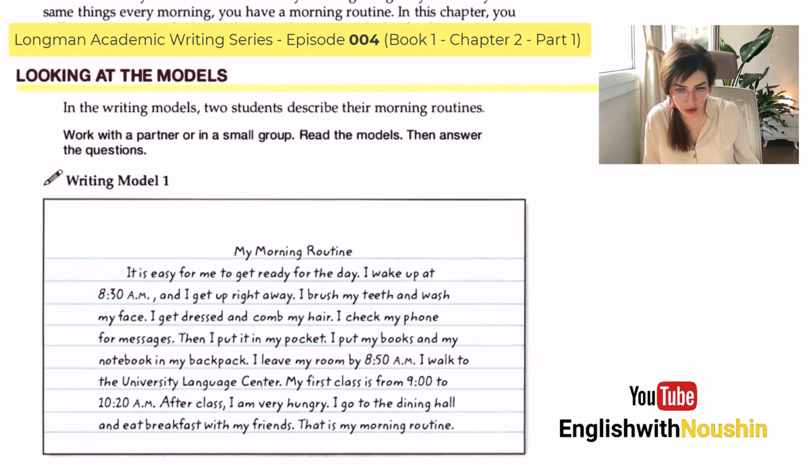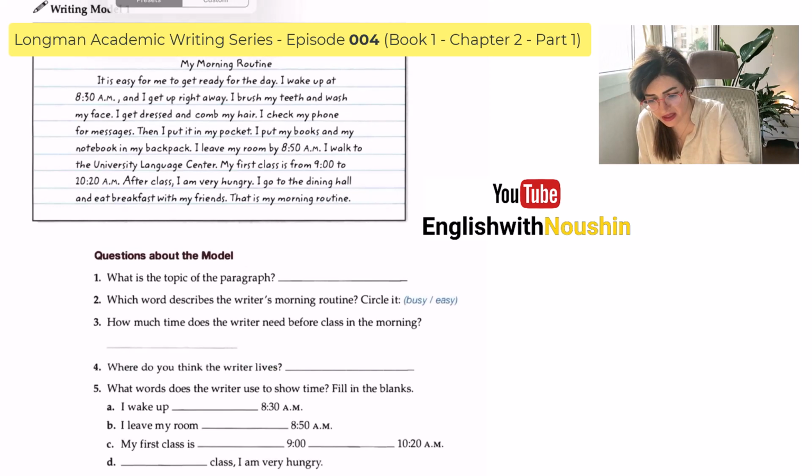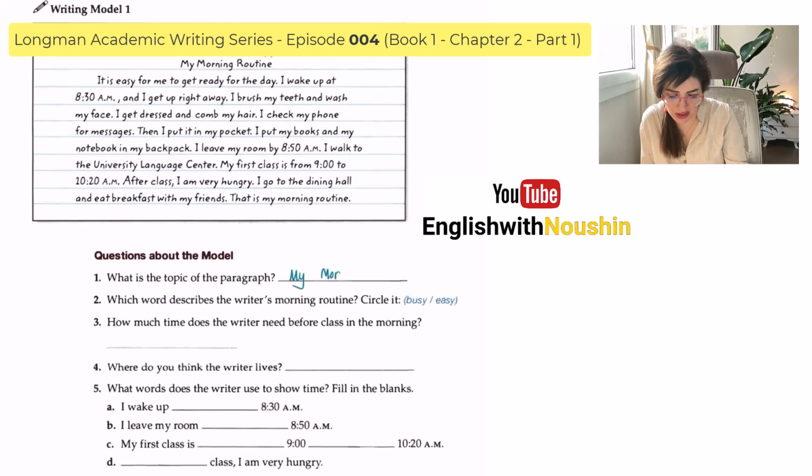Okay, now pause the video, answer the questions, and then come back and check with me. Ding, ding. Let's answer the question. What is the topic of the paragraph? You can see the topic here. It is my morning routine. Again, in chapter 1, we talked about topic of a paragraph, and we said one paragraph should always have one topic. So the topic of this paragraph is my morning routine.